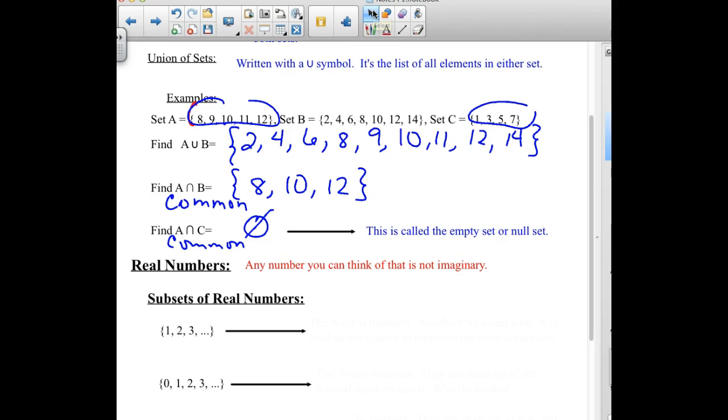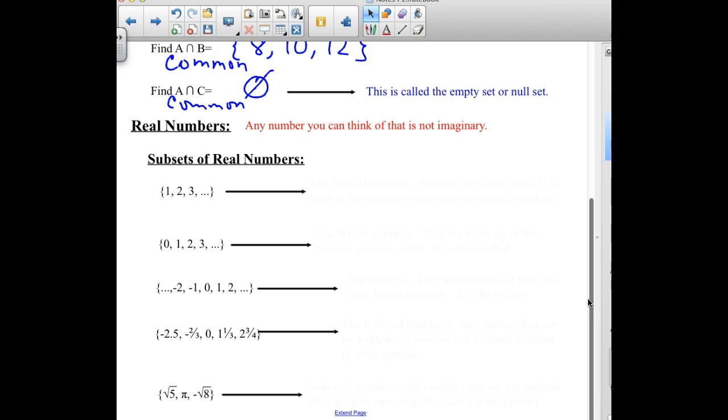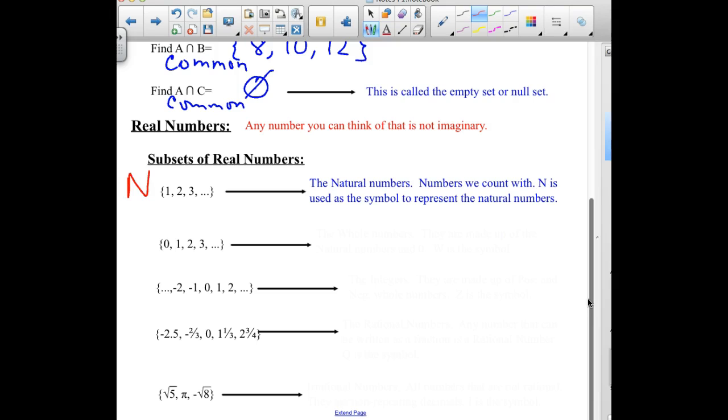All right, there are a couple other set notations that we'll be learning as we go through this semester. Some very specific sets. We have sets of real numbers, which are any number that you can think of that's not imaginary. And within that, we have subsets of real numbers. All right, the first one, the numbers 1, 2, and 3. These are called the natural numbers. They're just our counting numbers. And we use a capital N for natural numbers. Okay. The only thing different in the next subset is that we add that 0 in. These are called whole numbers, and we use a W to represent the whole numbers.